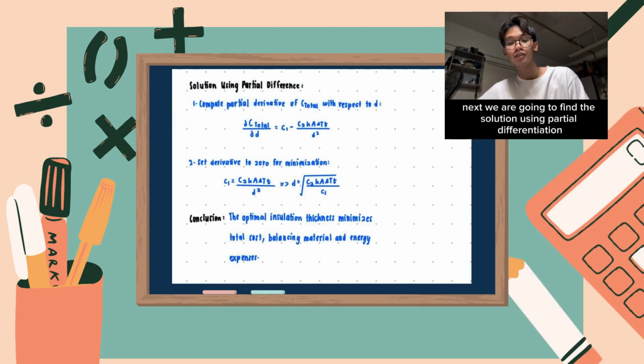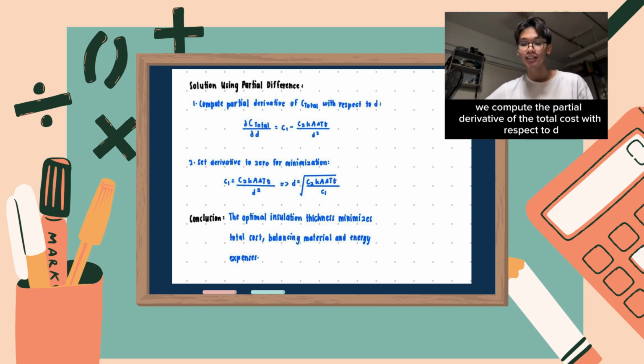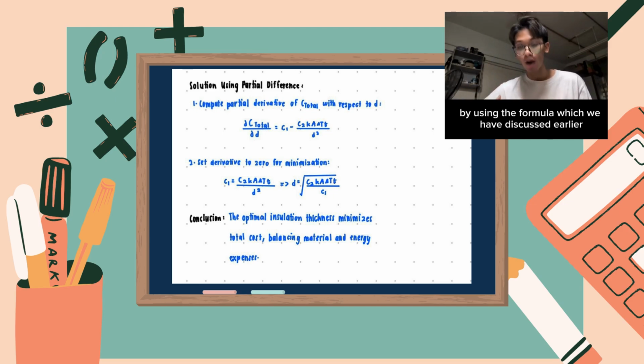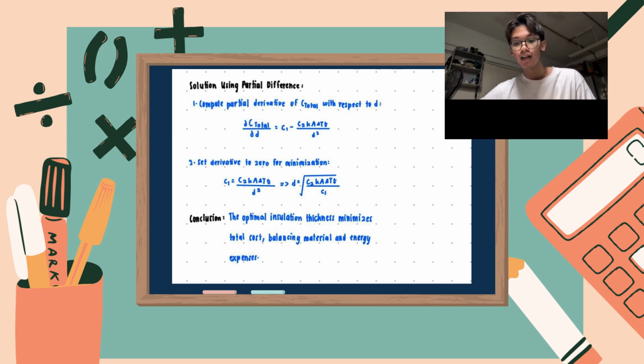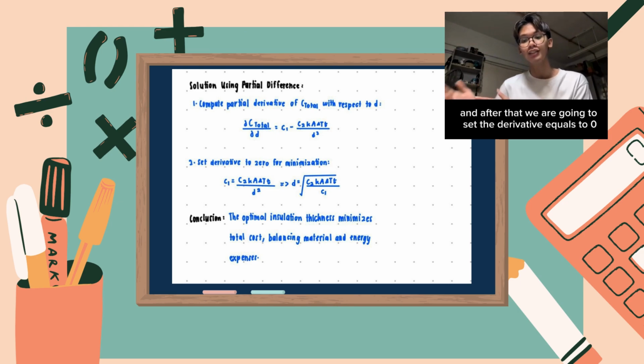Next, we are going to find the solution using partial differentiation. First, we compute the partial derivative of the total cost with respect to D using the formula we discussed earlier. We differentiate with respect to D because we want to find the optimum thickness so that we can optimize the home insulation itself. After that, we set the derivative equal to 0. Therefore, we can find the minimum of this equation.